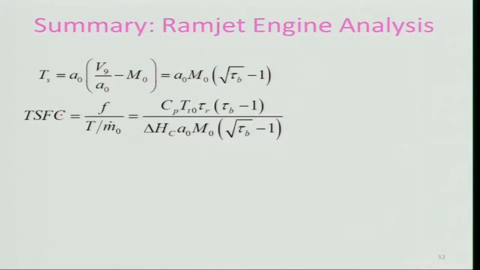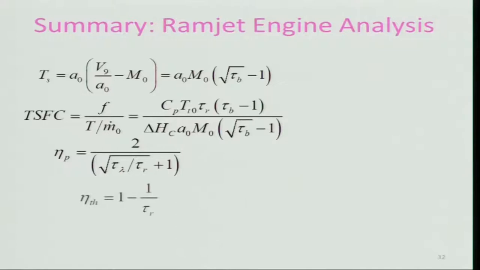Apart from tau B, M naught, a naught, it is also dependent on tau R, but it is again a function of flight Mach number. And of course, the kind of fuel you are using, that is the heat of combustion, right? And we have looked at propulsive efficiency, and of course here we are using another parameter, that is tau lambda, right? And apart from tau R.